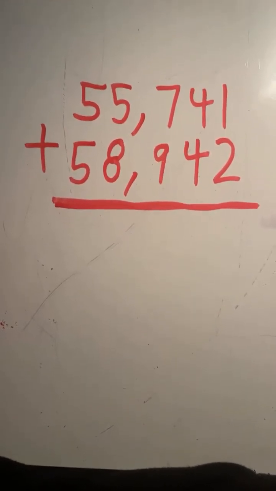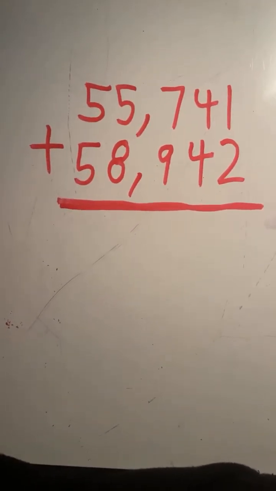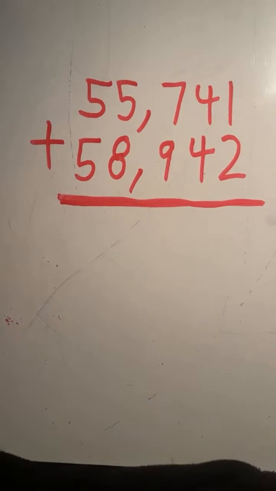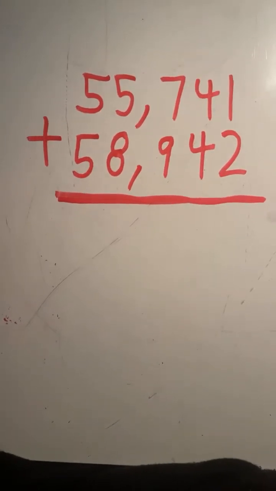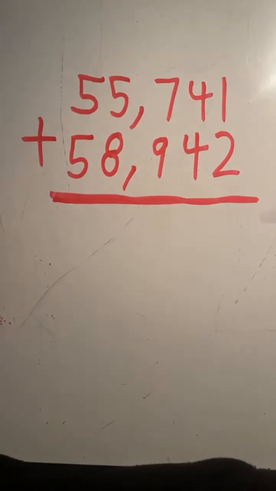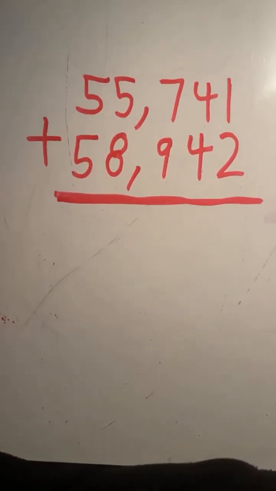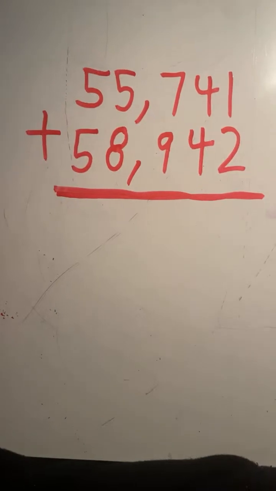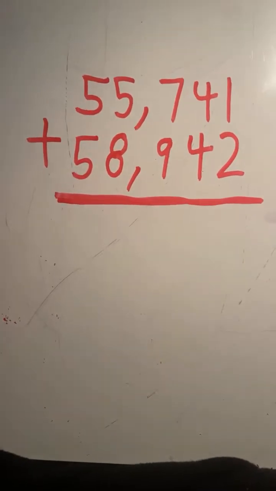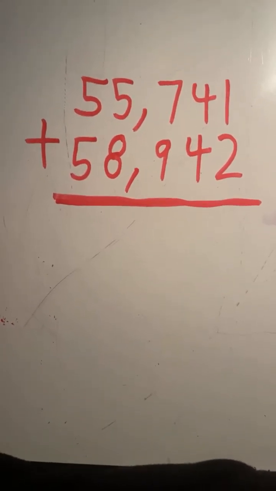All my future content. This video is going to focus on multi-digit addition with regrouping. Our first example problem is 55,741 plus 58,942. We're going to go through step by step how to solve that problem.